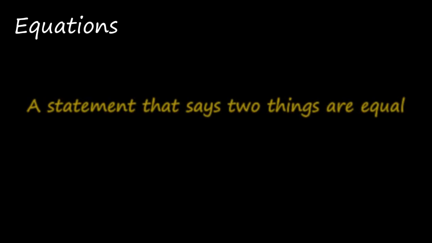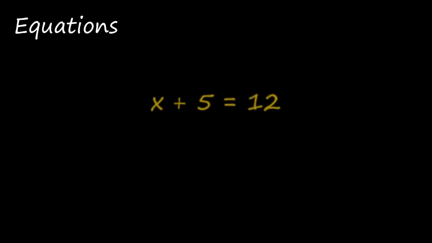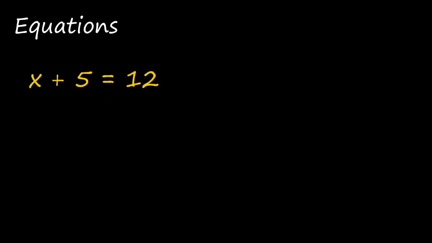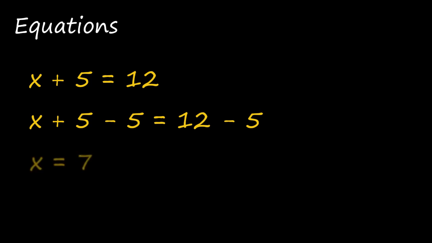Equations. Now let's talk about equations. An equation is simply a statement that says two things are equal. For example, x plus 5 equals 12. This equation tells us that whatever value x has, when we add 5 to it, we get 12. Let's solve it. We want x by itself, so we subtract 5 from both sides. x plus 5 minus 5 equals 12 minus 5, which gives 7. So x equals 7.